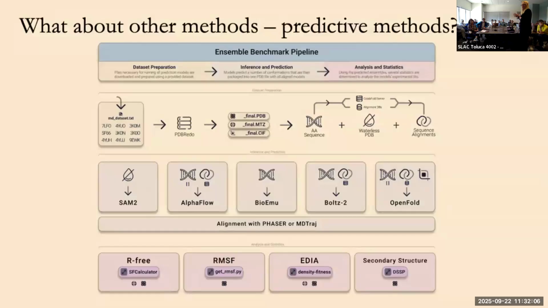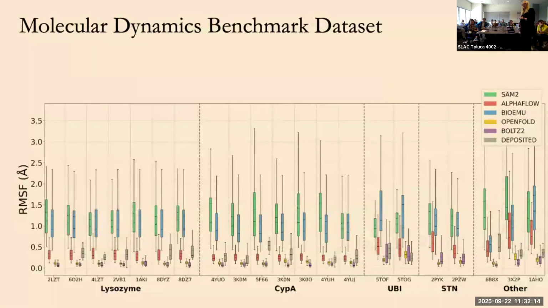We use SF calculator to look at R-free, and then you can also look at different metrics. Using an initial data set that we played around with, we first looked at RMSF. What we can initially see is that in SAM2 and BioEmu, and AlphaFlow is also trained on MD data, there is a really noticeable uptick in RMSF.